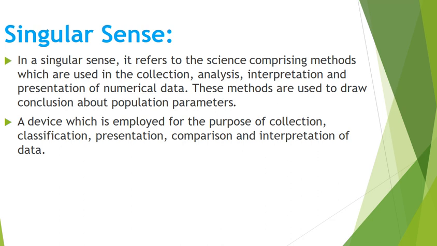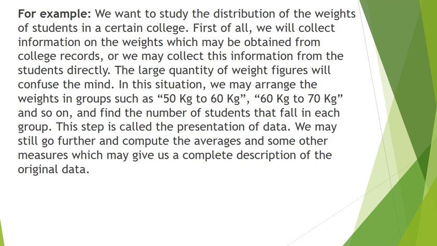These methods are used when we want to draw conclusions about a given situation from the relevant data. For example, we want to study the distribution of the weights of students in your college. First of all, we will collect information on the weights, which may be obtained from college records or we may collect this information from the students directly. We can use two methods for collecting data. One is primary and the second is secondary, but we will discuss this topic in the next lecture.